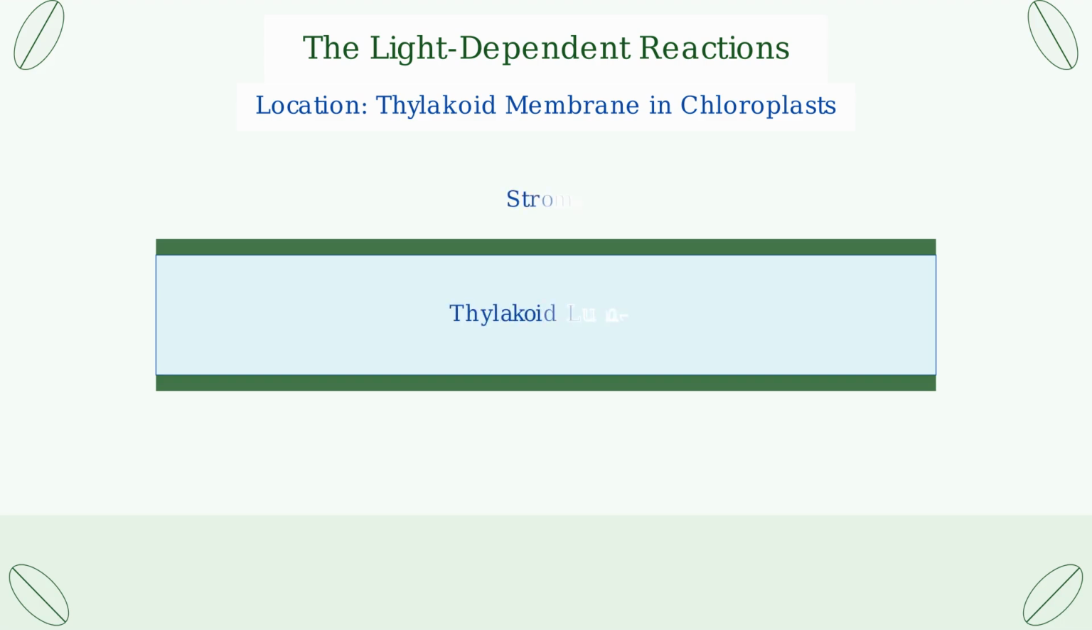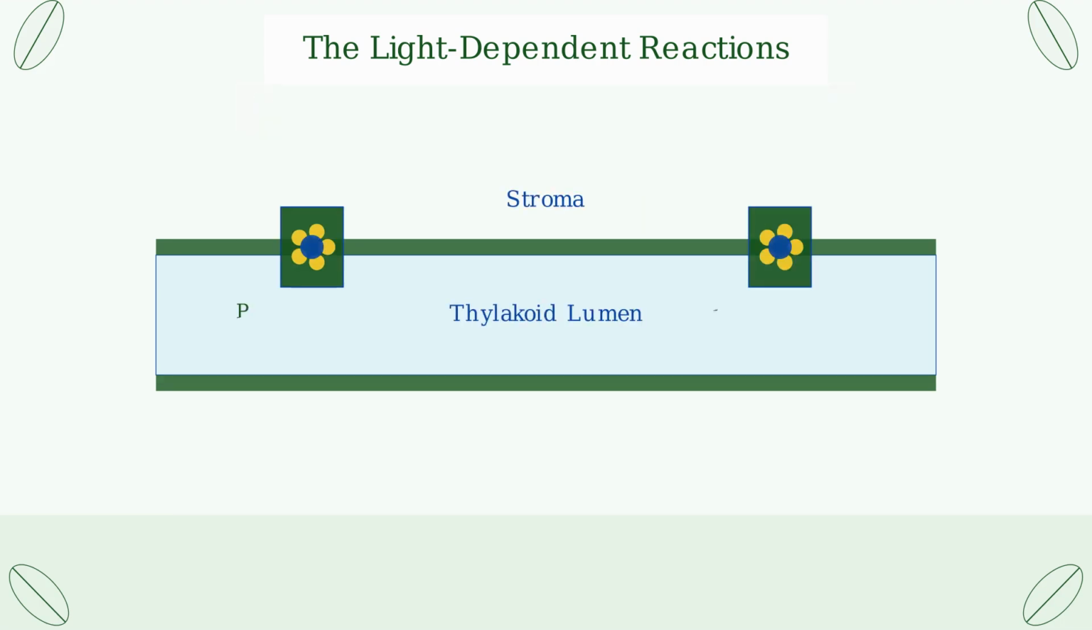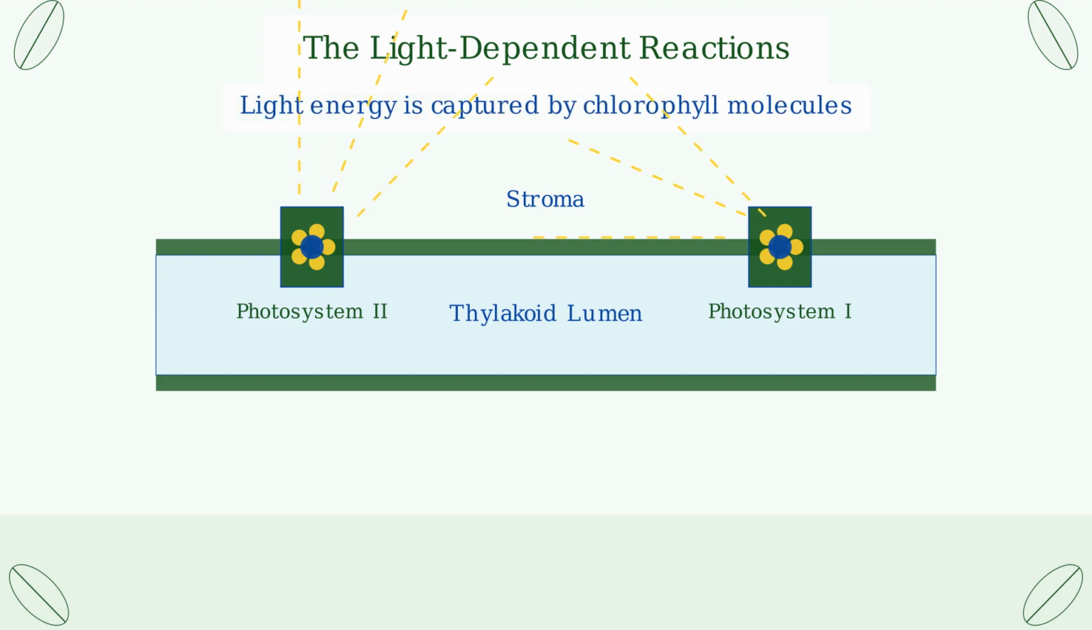The light-dependent reactions form the first major stage of photosynthesis. These reactions occur specifically in the thylakoid membrane of chloroplasts. The process begins with two specialized protein complexes called photosystems. When light strikes the chlorophyll molecules in these photosystems, it excites electrons to a higher energy level.